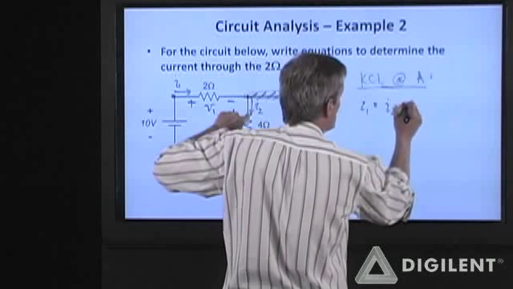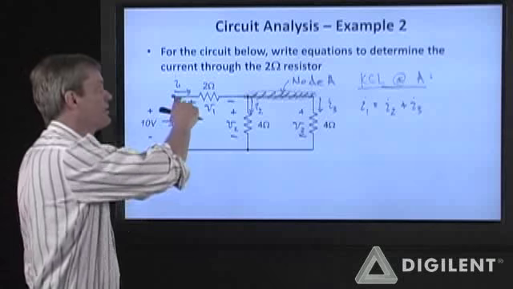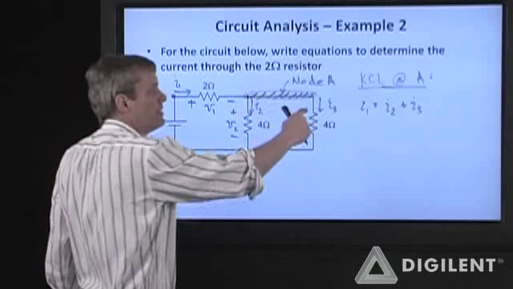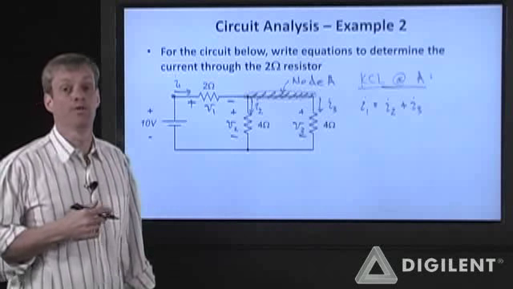So if you want to sum them up and set them equal to 0, you're going to have I1 minus I2 minus I3 is equal to 0 if you assume that currents going into the node are positive.